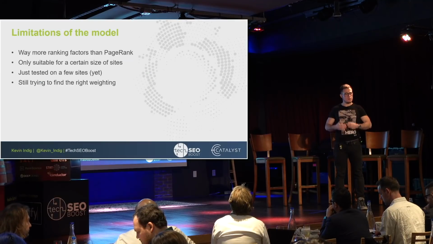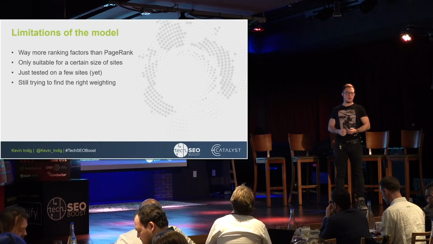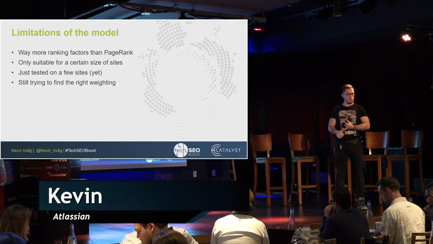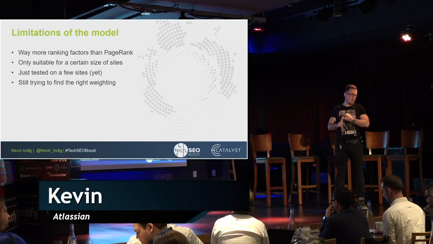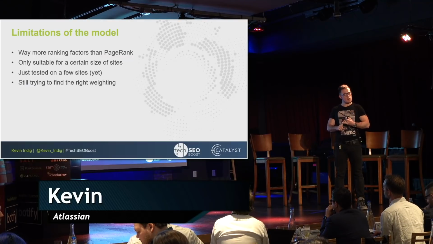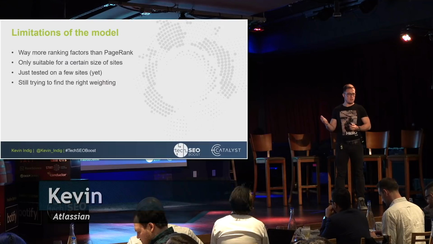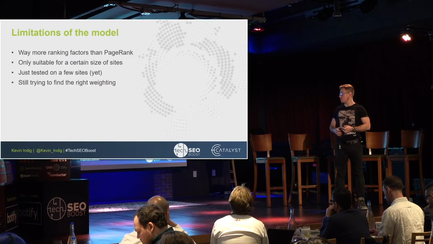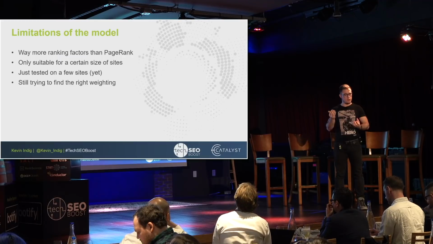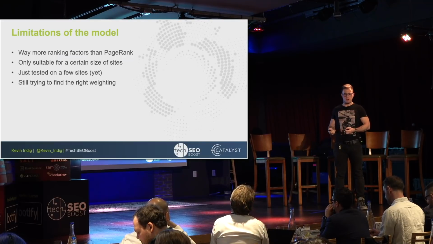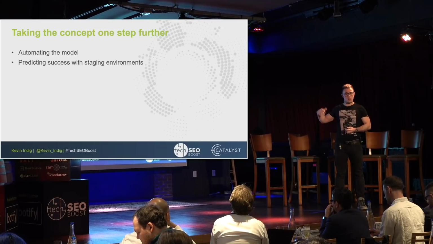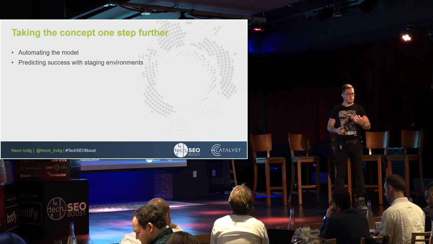And then lastly, obviously there are limitations to every model. In this case, we have to apply it more often and refine it a little bit. It can only be applied to certain sizes of sites. So if you have 100 pages on your site, this is not the right way. And I still have to find the right weighting between KaiRank, PageRank, and the crawl rate of all these pages. And then to drive this further, in the future I want to try to automate this model a little bit, and I also want to try to apply it to predictive models, meaning applying it to a staging or test environment to then be able to predict the changes before they're actually rolled out.